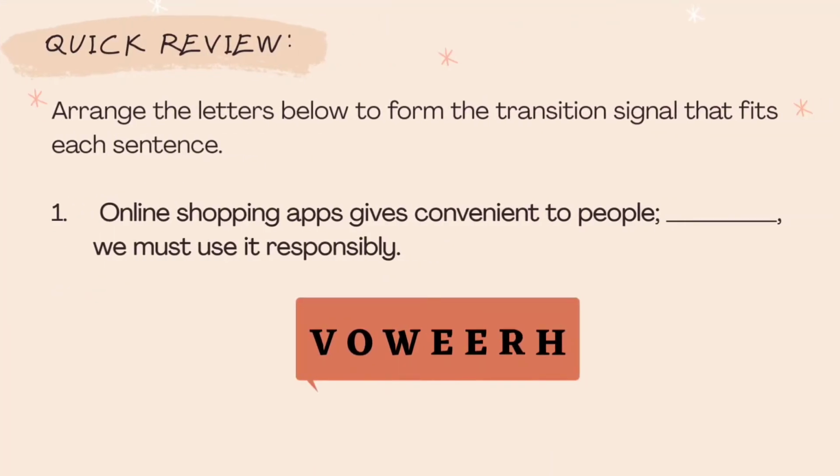In our previous lesson, you have learned about transition signals to achieve coherence. Let us refresh your knowledge by answering this activity. Arrange the letters below to form the transition signal that fits each sentence. Number 1. Online shopping apps give convenience to people. Blank, we must use it responsibly. What do you think is the answer for number 1?